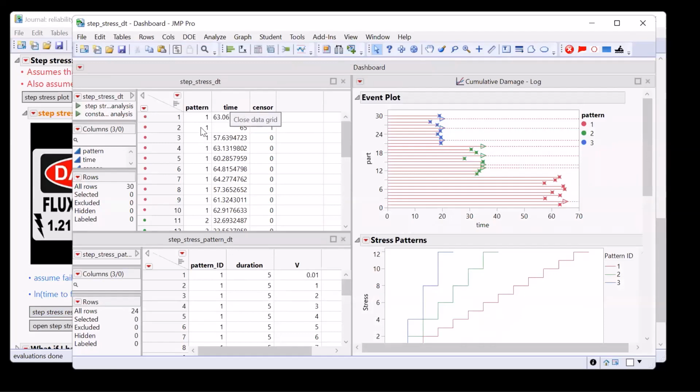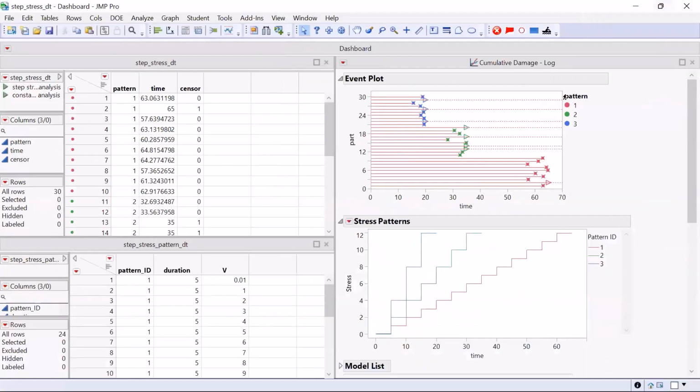But for JMP to do a step stress analysis, you don't just use one data table like we did for the Arrhenius. You actually have to use 2 data tables. One data table is going to give JMP information on what the actual failure times are for these different ramps. The other piece of information JMP needs is what the step stress pattern looks like. Let me just expand this.